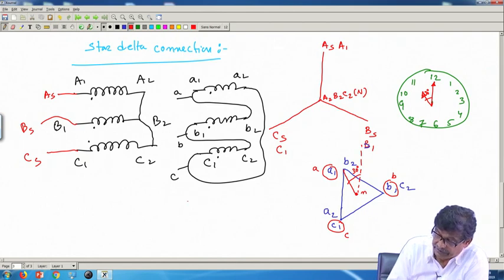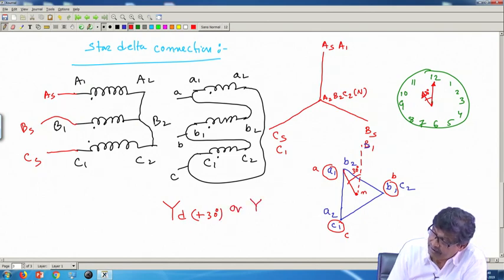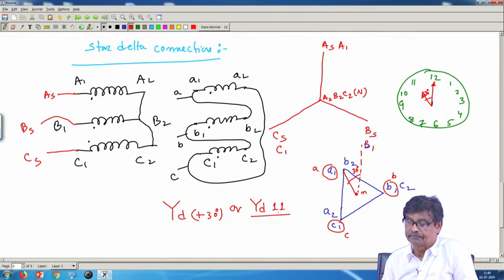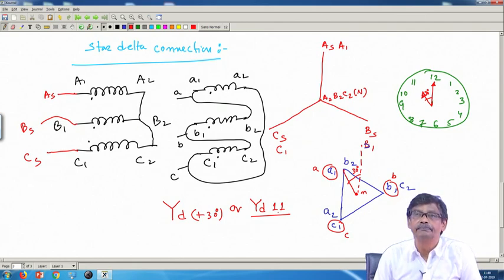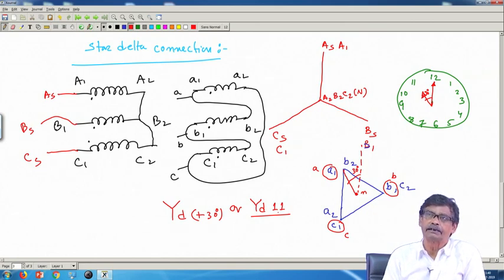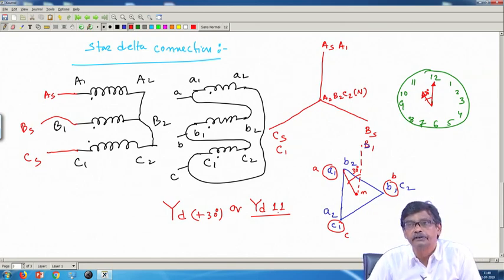So, this connection I should say is Y D plus 30 degrees, or you show it as Y D 11, like that. Okay, we will continue with this, try to understand, very interesting, but at the same time people often get confused.